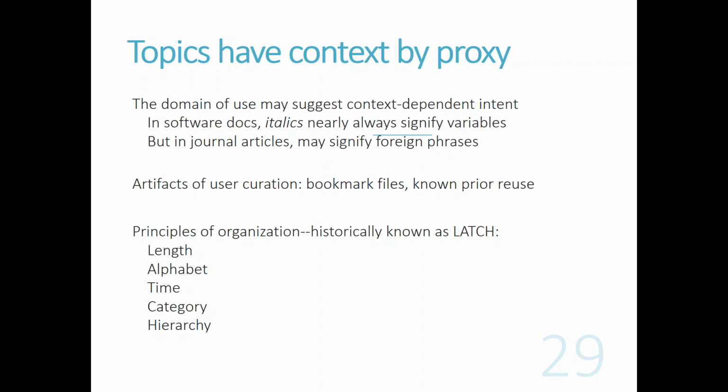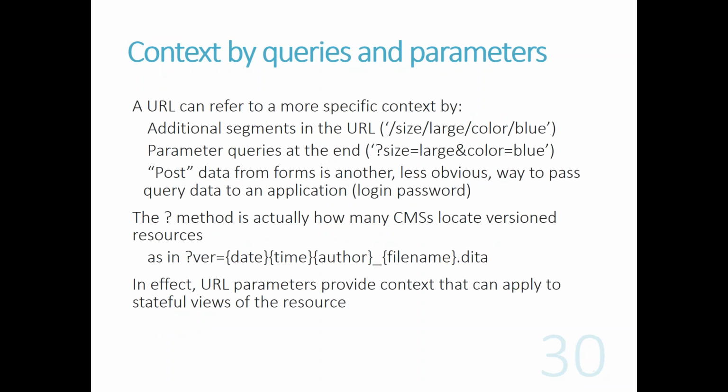And because these are categories, they allow us to group information by any or some combination of these categories in order to further refine the information that we're trying to get at. These are examples of context by proxy. So context can also be provided by queries and parameters. And real quickly on this, a URL, when you're looking at it, may have values in the URL like size, large, color, blue, which are part of the URL itself.